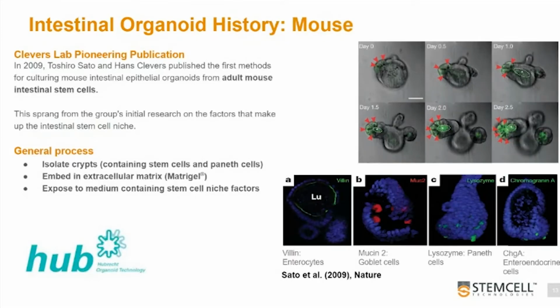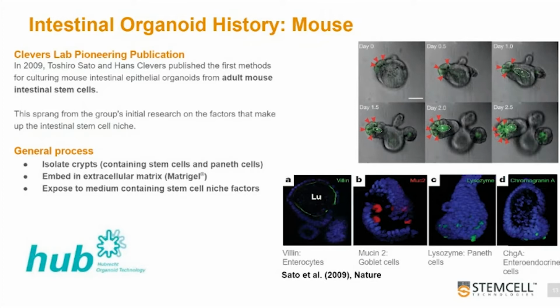In 2009, there was a pioneering publication by Sato and Clevers' group. They published the first method for culturing mouse intestinal epithelial organoids. This is the first key publication of the intestinal organoid technology that we know of today. This publication sprang from the same group that was studying the niche factors that make up the intestinal stem cell niche in the actual in vivo tissue, and they were able to mimic this in vitro and create in vitro culture conditions to generate intestinal organoids.